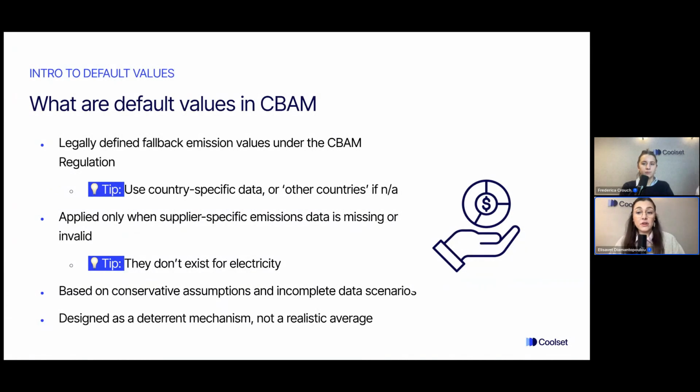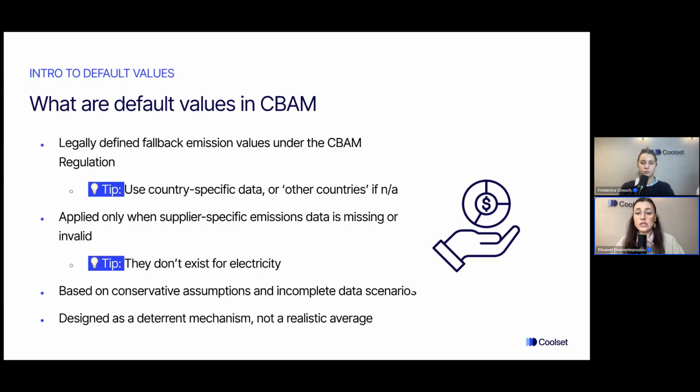And there were two different default value regimes. During the transitional period, we had one where the default values were based on some assumptions, of course, and they were designed mainly to help people kick off their reporting. And now, as we move on to the definitive phase, the values that the EU has published are more structured. They are defined per country and per product, and they are a more mature version of the transitional period one. But what is important to mention here is that the default values are meant to be used only when the actual emission data cannot be retrieved. And it's not just one alternative calculation method for you.